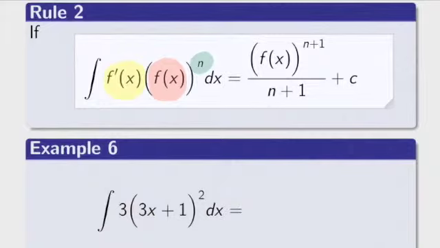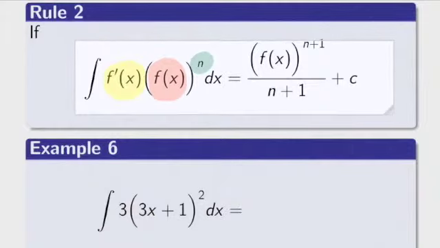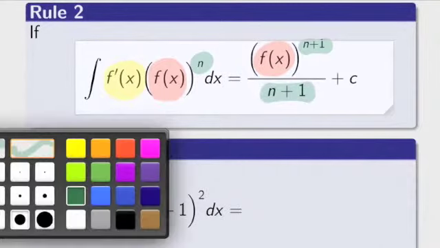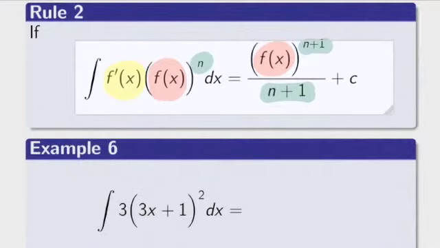So the result states that if we want to perform this integration, the answer to the left hand side is the function f(x) raised to the power n plus 1, divided by n plus 1, plus a constant.